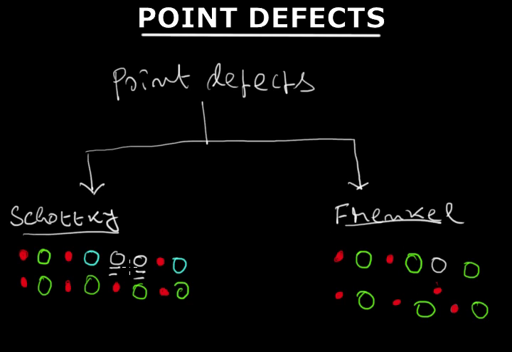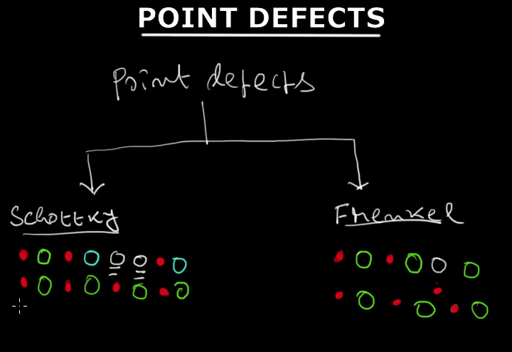So, in Schottky defect, equal number of cation and anion disappear from their original position, but in Frenkel defect, only one ion, that is generally a cation, disappear from their original position to interstitial position. These are the main two point defects, Schottky defect and Frenkel defect.